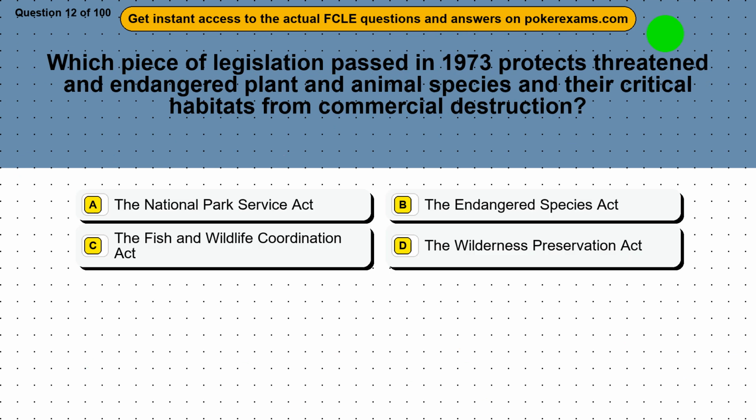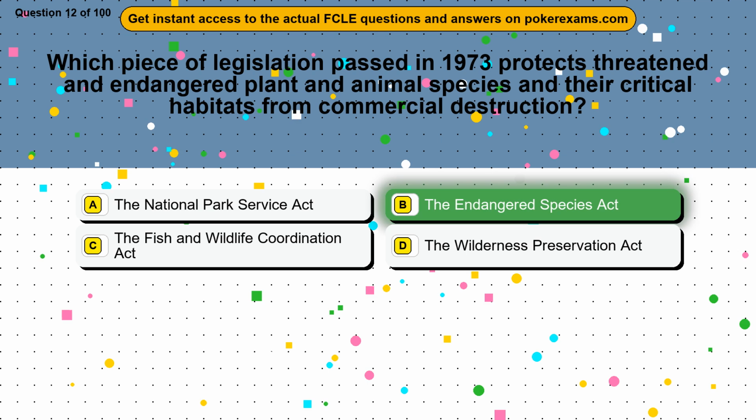Question 12. Which piece of legislation passed in 1973 protects threatened and endangered plant and animal species and their critical habitats from commercial destruction? Option A, the National Park Service Act. Option B, the Endangered Species Act. Option C, the Fish and Wildlife Coordination Act. Option D, the Wilderness Preservation Act. The correct answer is option B, the Endangered Species Act.